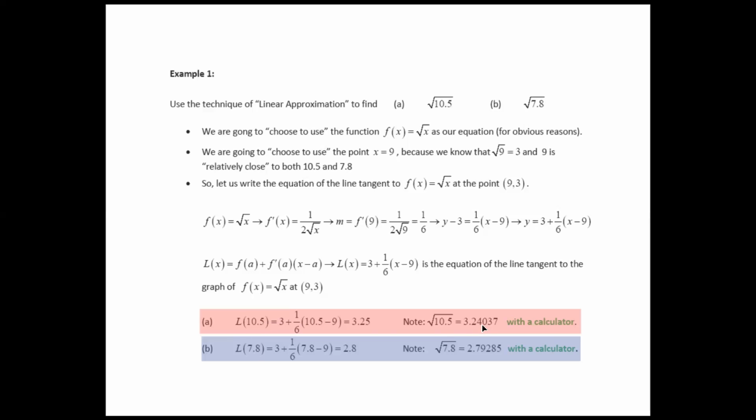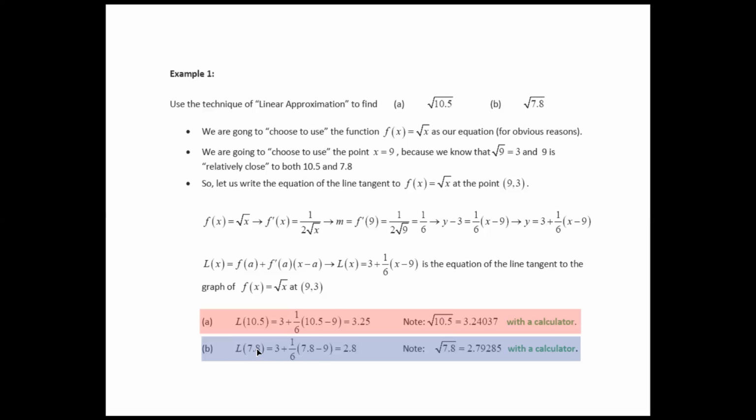But look how close our guess, our approximation, is to the exact answer. Pretty good. Now, we want to find the square root of 7.8. Well, what's a number close to 7.8 that's a perfect square? That also is 9. So this same equation that we have here will serve to find L of 7.8.